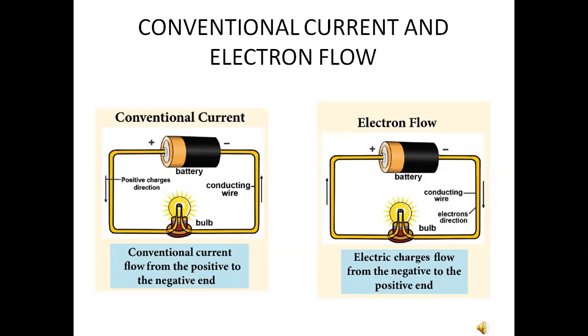After the electrons were discovered, it was known that electron flow actually takes place from the negative terminal to the positive terminal of the battery. This movement is known as electron flow. So positive charge, conventional current, flows from the positive to the negative end, and electric charge flows from the negative to the positive end. So these are the conventional current and the electron flow.